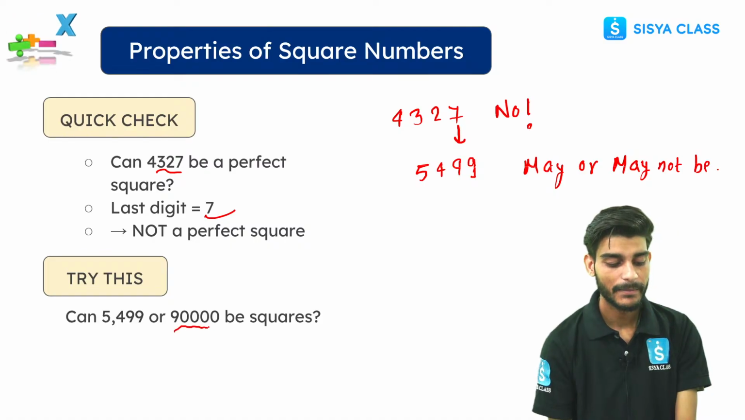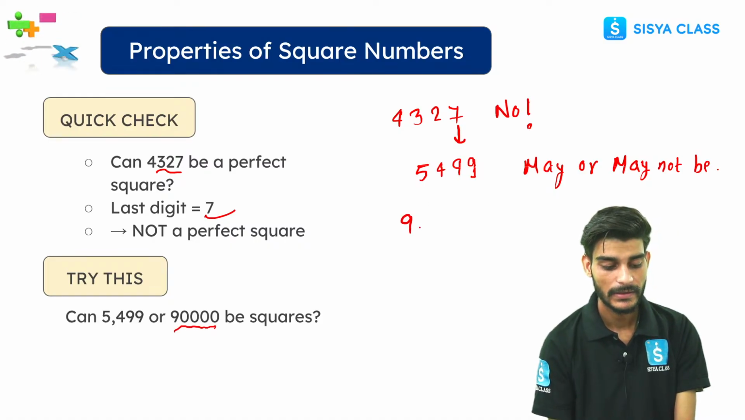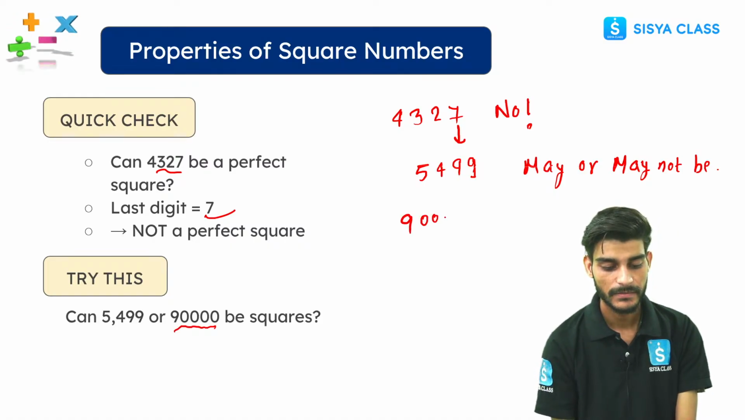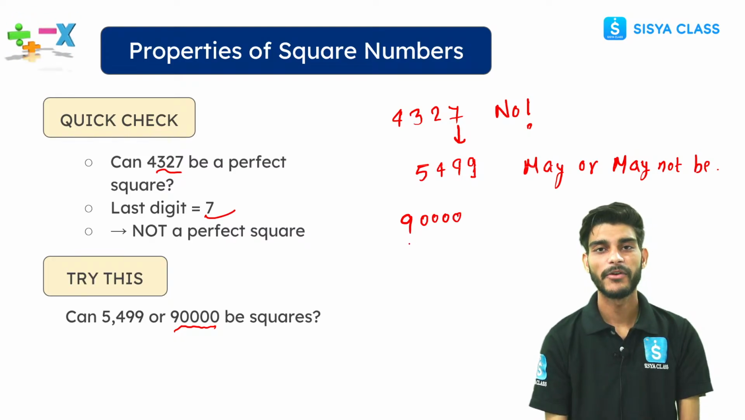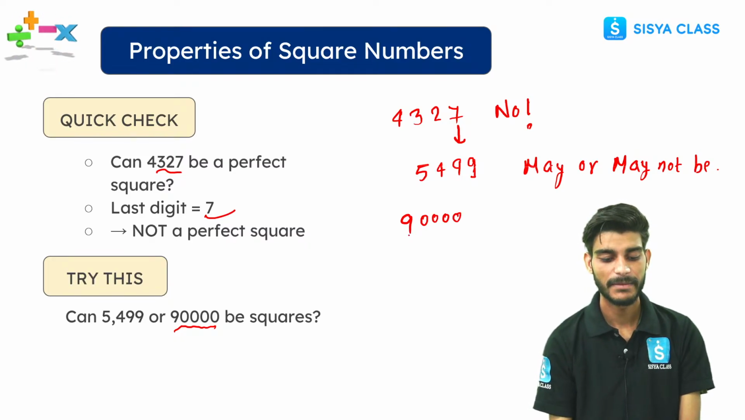Clear? What about this, 9 with 4 zeros? Is this a perfect square? Tell me, think.